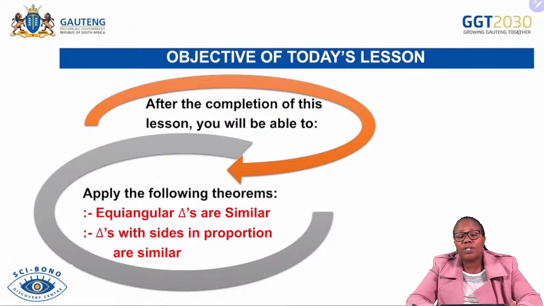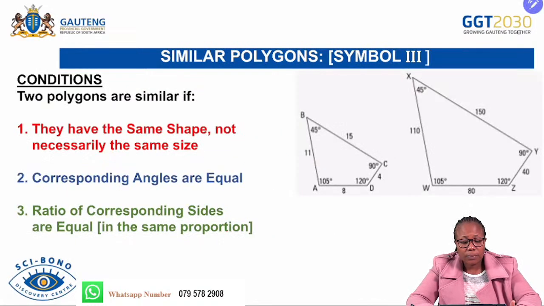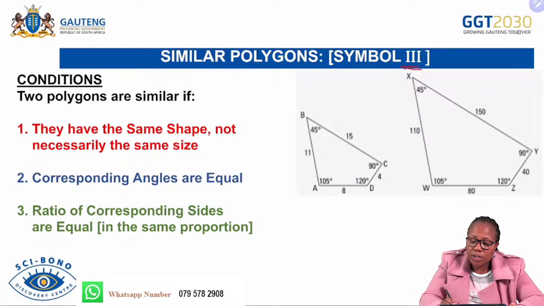The objectives of today's lesson. After the completion of this lesson, you will be able to apply the following theorems: equiangular triangles are similar, with its converse, and triangles with sides in proportion are similar. And now we are going to compare similar polygons. Remember, when we talk polygons, we are talking geometric figures. It can be a triangle, a rhombus, a square, a parallelogram, and so forth. The symbol that we use for similarity is those 3 dashes.